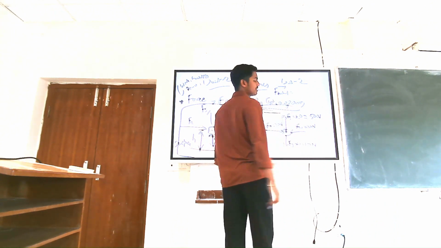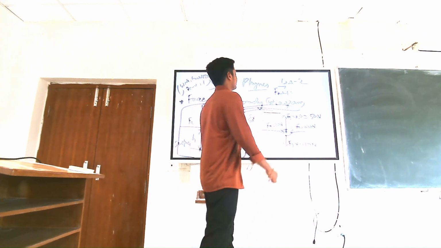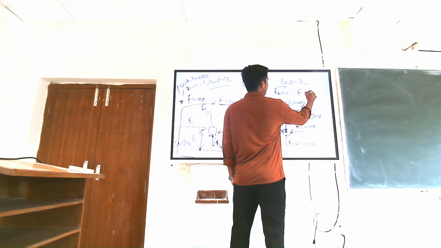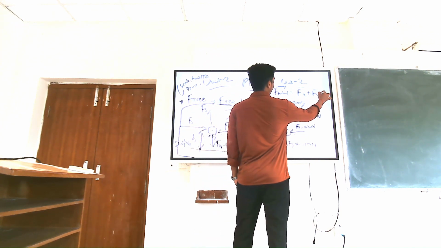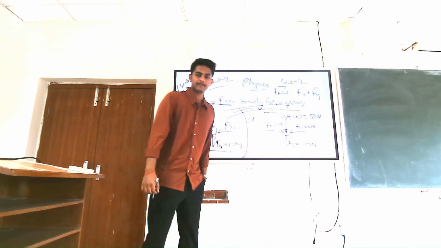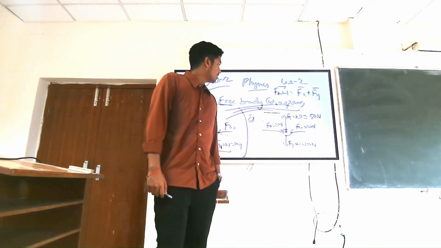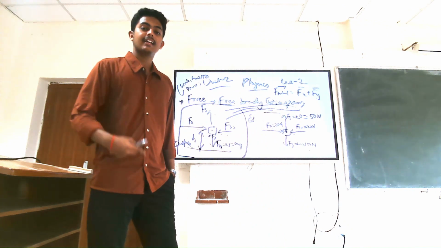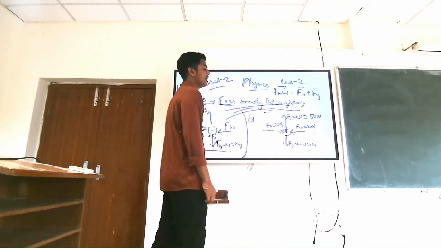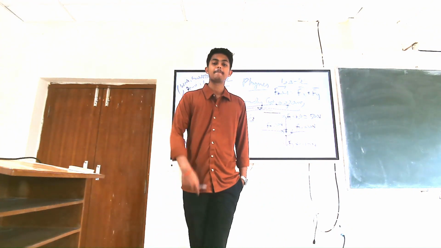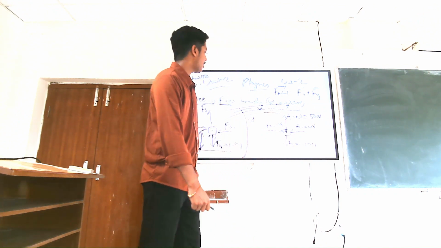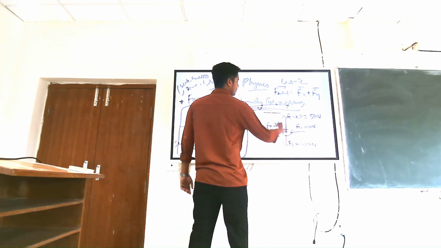F total bar, force is a vector quantity, is the sum of Fx bar and Fy bar. What is Fx? What is Fy? Fx is the net force exerted in the horizontal direction, and Fy is the net force exerted on the object in the vertical direction. Got it?